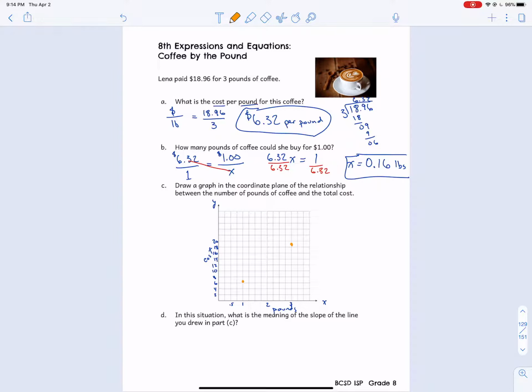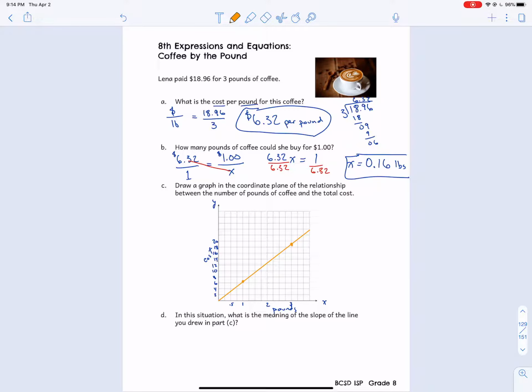Okay, and then if we were to graph that, 0 pounds is $0, so we can come out from the origin and we can draw a straight line using a ruler, of course. I can do this digitally, and it makes a straight line, but you would use a ruler or the edge of your notebook, whatever you have that's a straight edge.